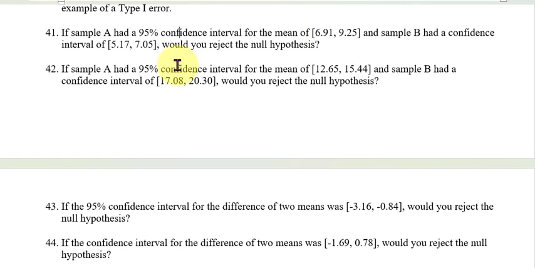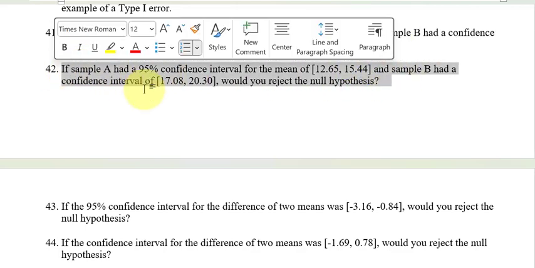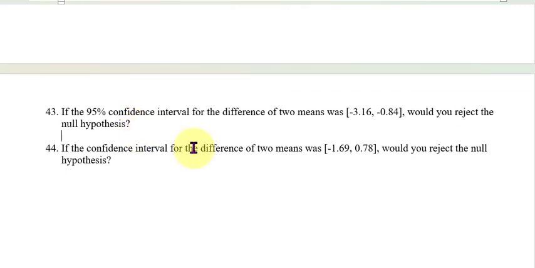So the next ones are just like that. The first sample has a confidence interval with a low of 12.65 and a high of 15.44, and the other one starts at 17. Now they don't overlap, right? The lowest number here is 17 and the highest number is 15. So they don't overlap, so you would reject the null. So this one you would reject. All right, next to the last.